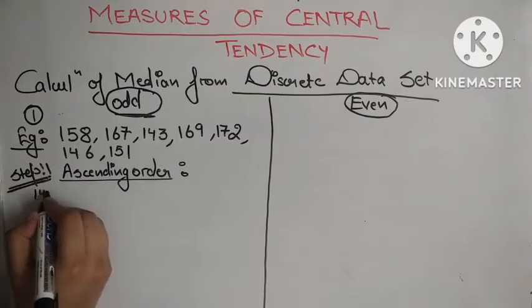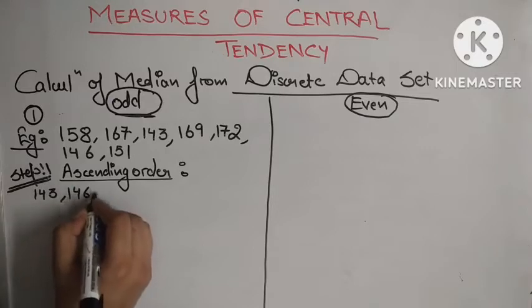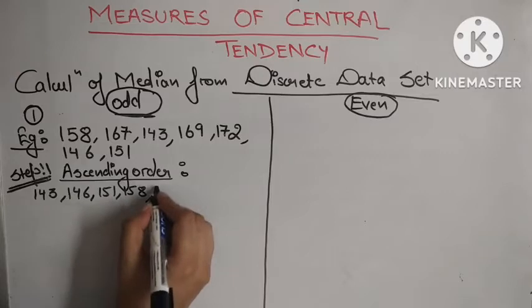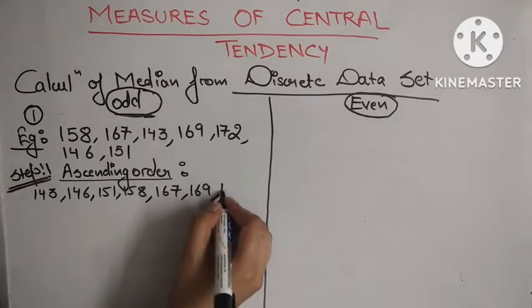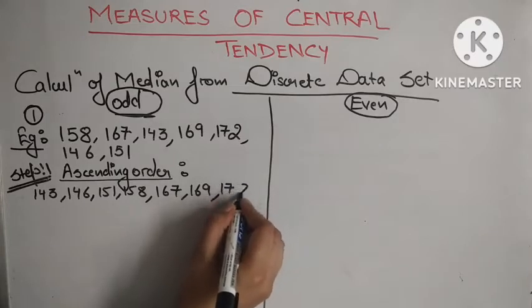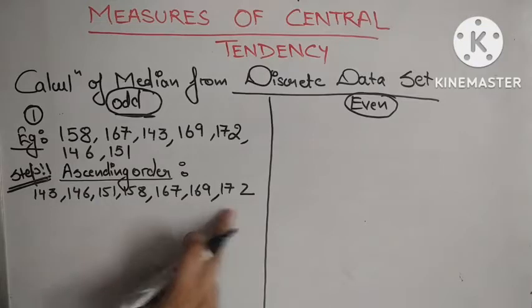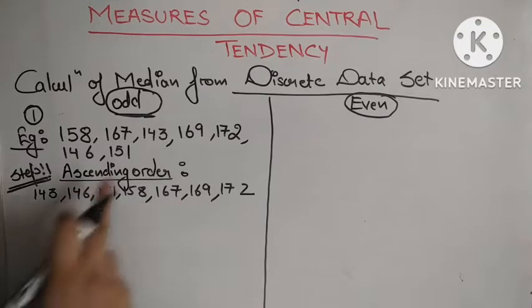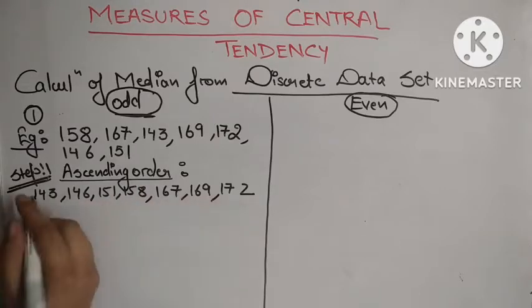So the first step is to arrange in an ascending order. So you can see 143, then 146, then 151, 158, 167, 169 and 172. 1 2 3 4 5 6 7. Make sure whenever you have arranged it, just count whether you have taken all the numbers or we are left with some numbers. So 7 numbers are here.